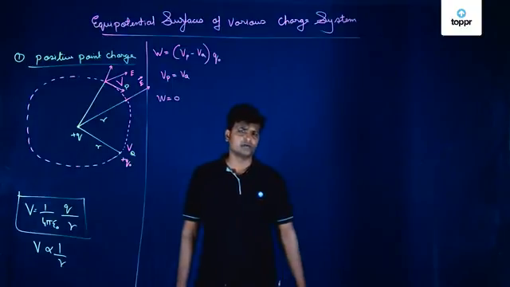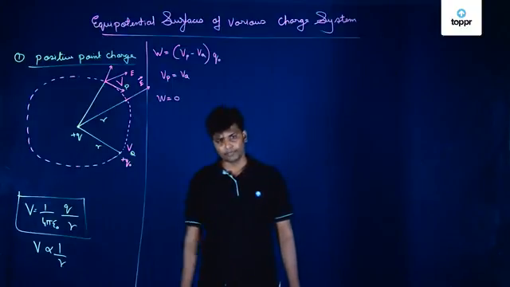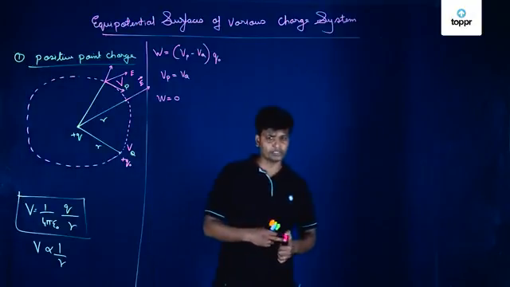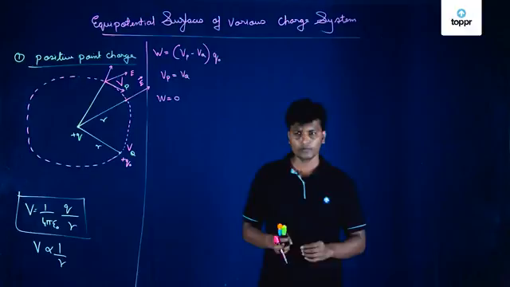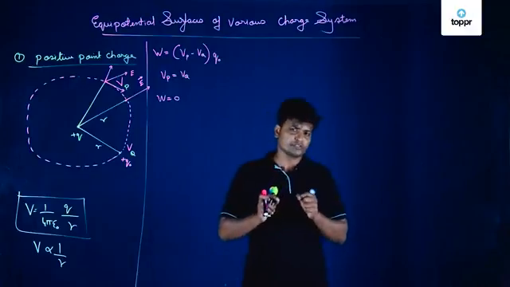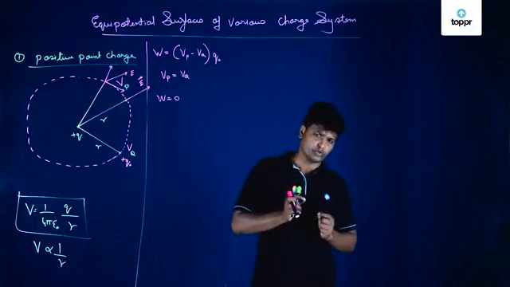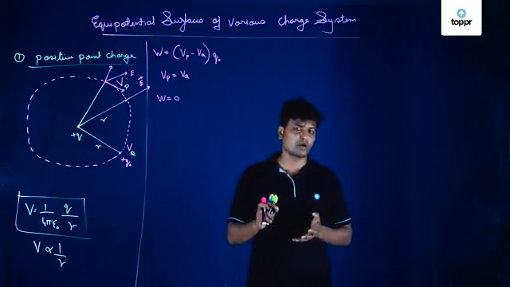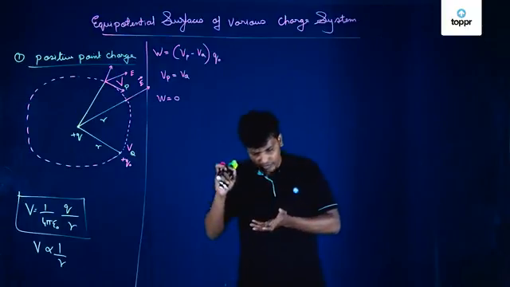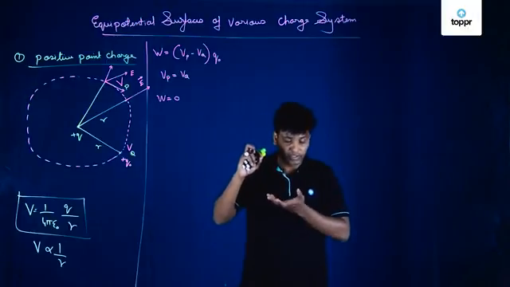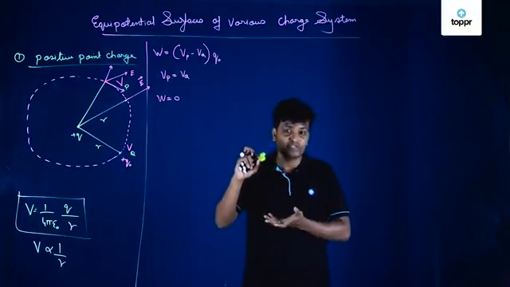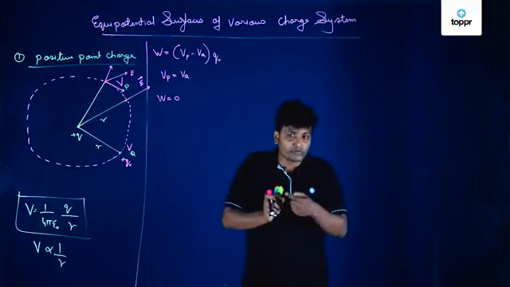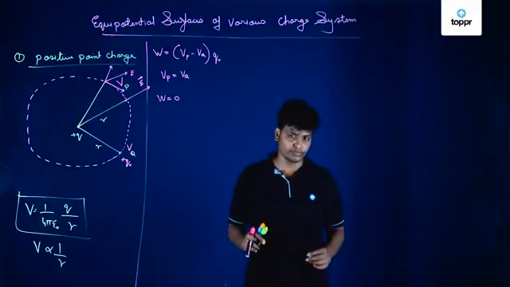Let us understand the third property. What does the third property tell us? The third property tells us that equipotential surfaces are closer to each other where the electric field lines are more crowded. That means at the region where the electric field is stronger, the equipotential surfaces are more crowded to each other.